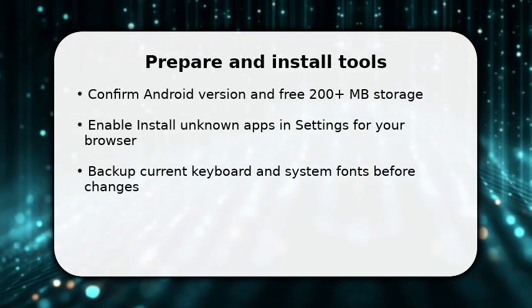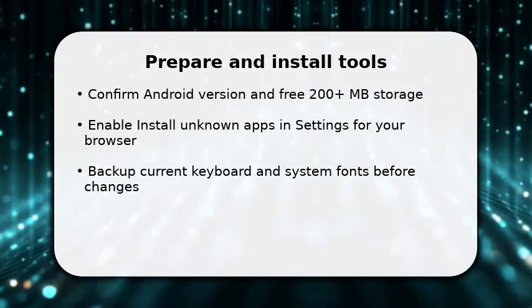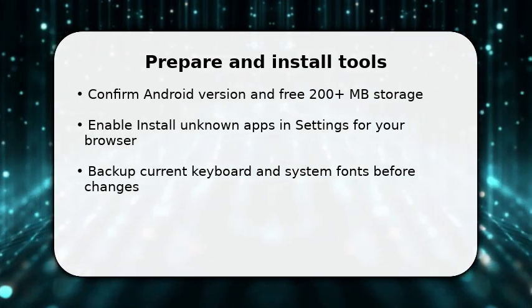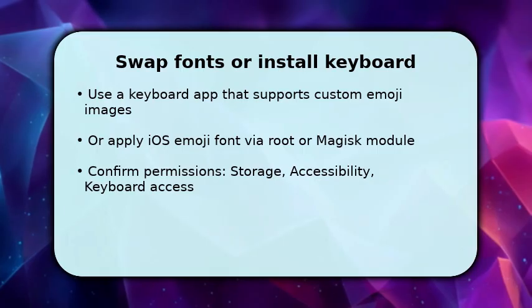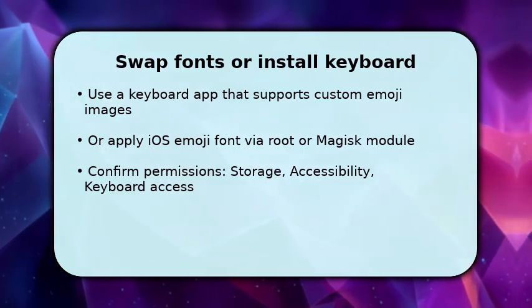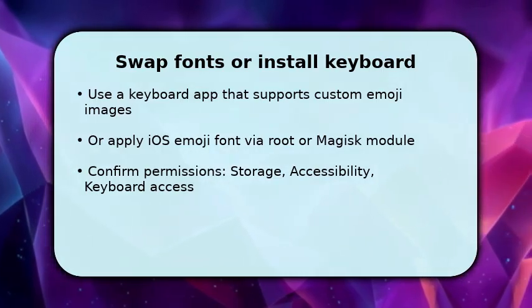Now download a reputable iOS-style emoji font package and an emoji-capable keyboard APK. You'll need both for the next steps. Next, choose the method that fits your Motorola. If you prefer no root, install a keyboard app that supports custom emoji images and import the iOS emoji pack there. This swaps visuals inside the keyboard only.